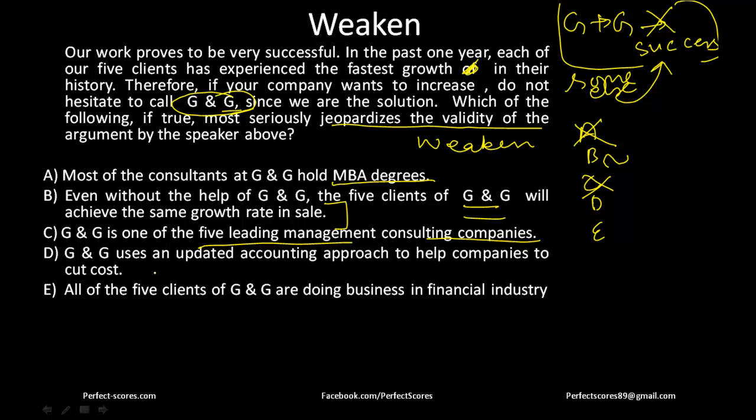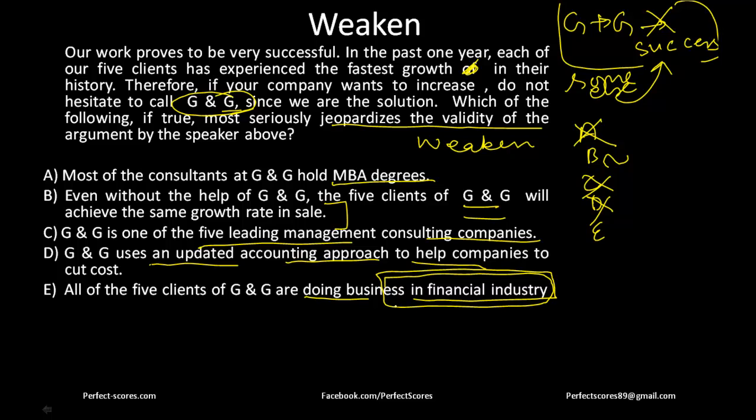D says GNG uses an updated accounting approach to help companies cut cost. What kind of approach does it use? Again, not relevant to the argument. E says all of the 5 clients are doing business in the financial industry. Now it does not matter in which industry they are doing the business. So E is also totally irrelevant. The answer is going to be B.